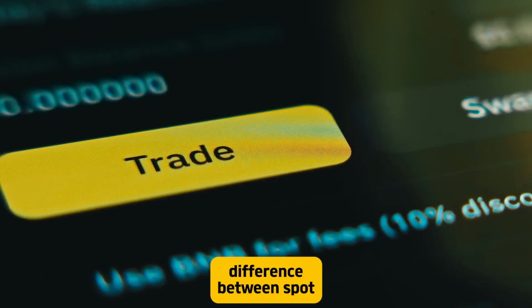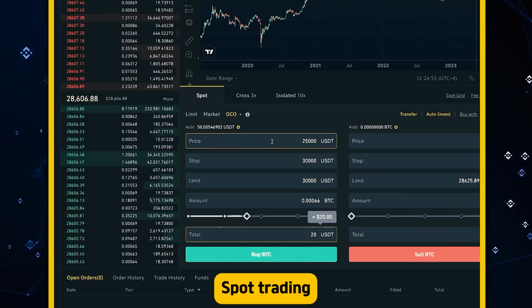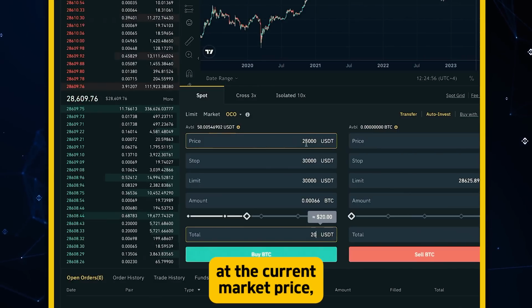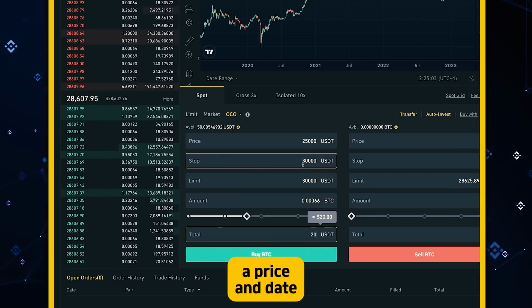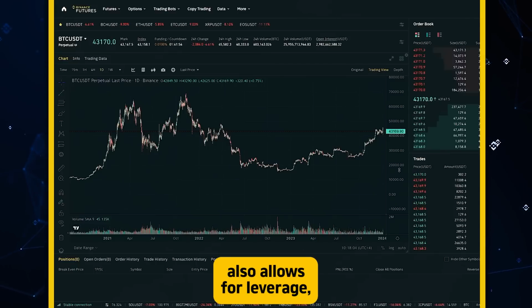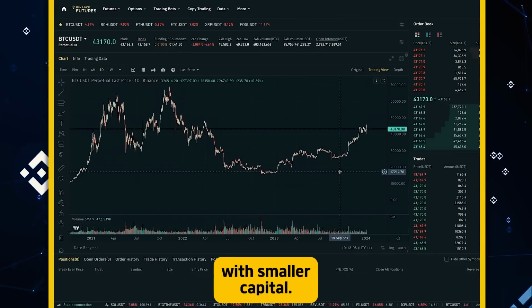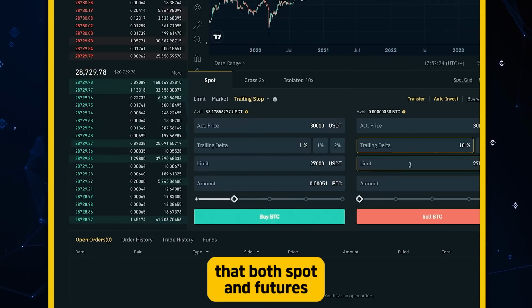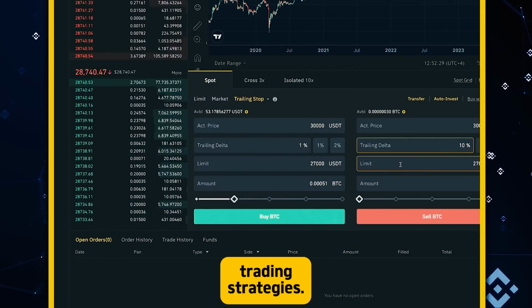The key difference between spot and futures trading is in the timing and potential for leverage. Spot trading takes place immediately at the current market price, while futures trading is based on contracts that set a price and date for a transaction in the future. Futures trading also allows for leverage, which enables traders to control larger positions with smaller capital. It's worth noting, though, that both spot and futures trading offer unique benefits and support different trading strategies.